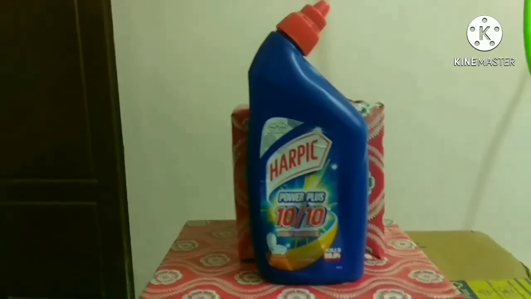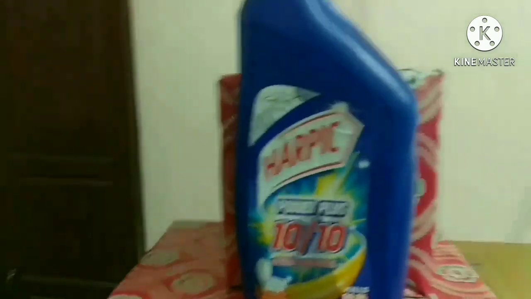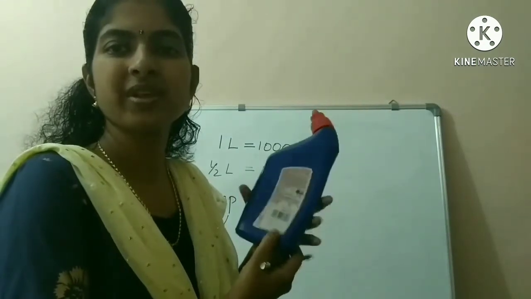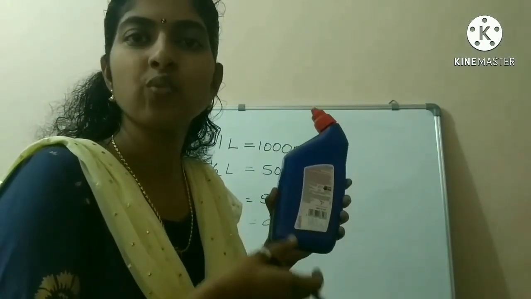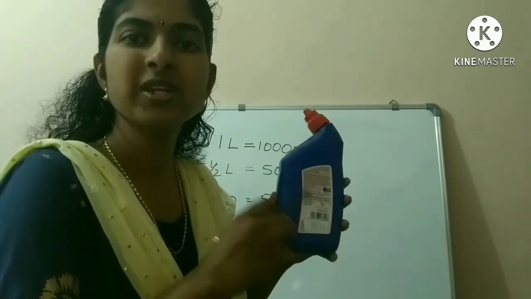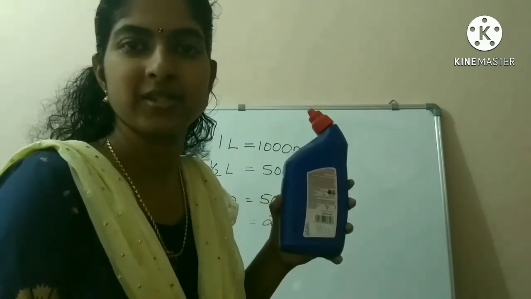See, capacity of this Harpic bottle is 500 milliliter. This one is measuring in milliliter because this one is less than 1 liter. So, this one is measuring in milliliter.